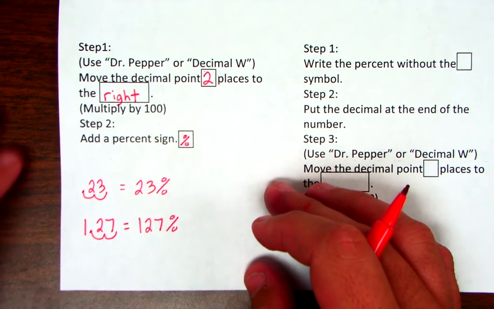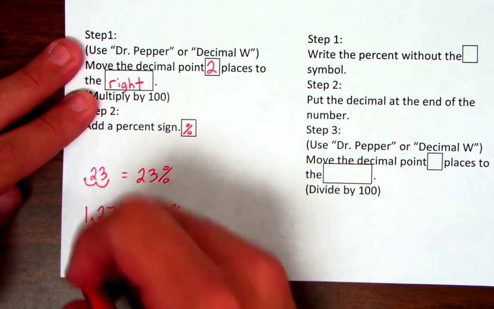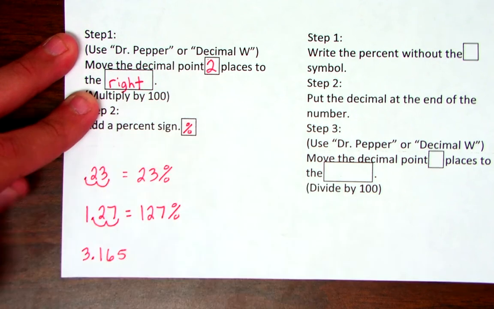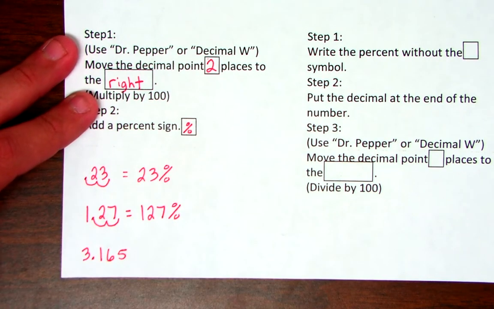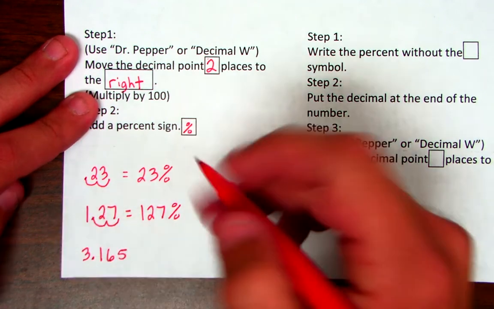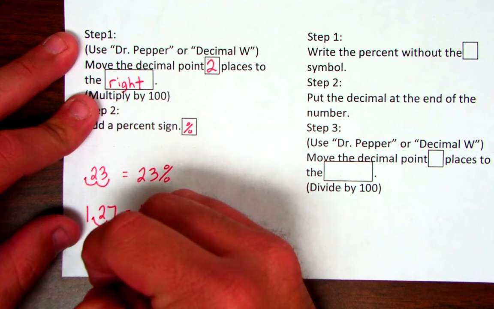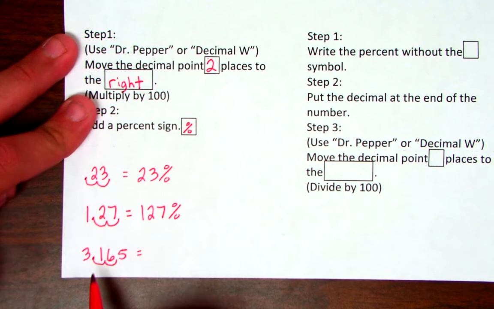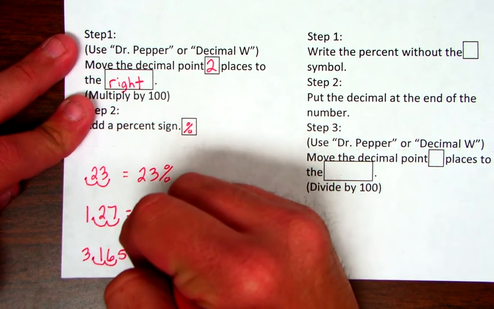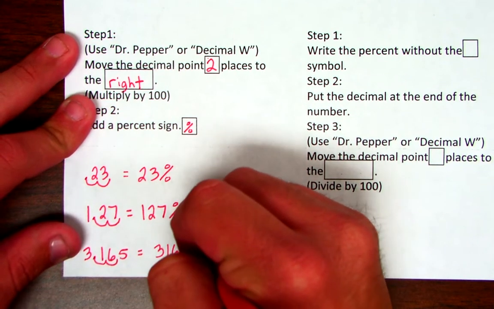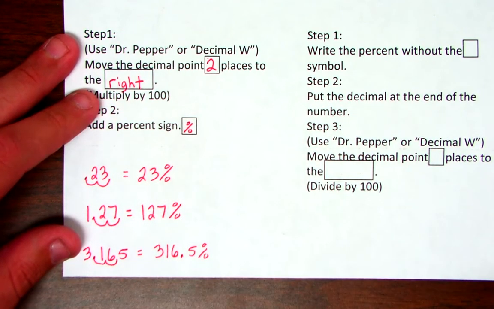But what if I have this one right here? I have a decimal of 3.165. And I want to turn that one into a percent. Again, you take your decimal and you move it 2 places to the right. You now have 316.5%. It's that easy, guys. You're done.